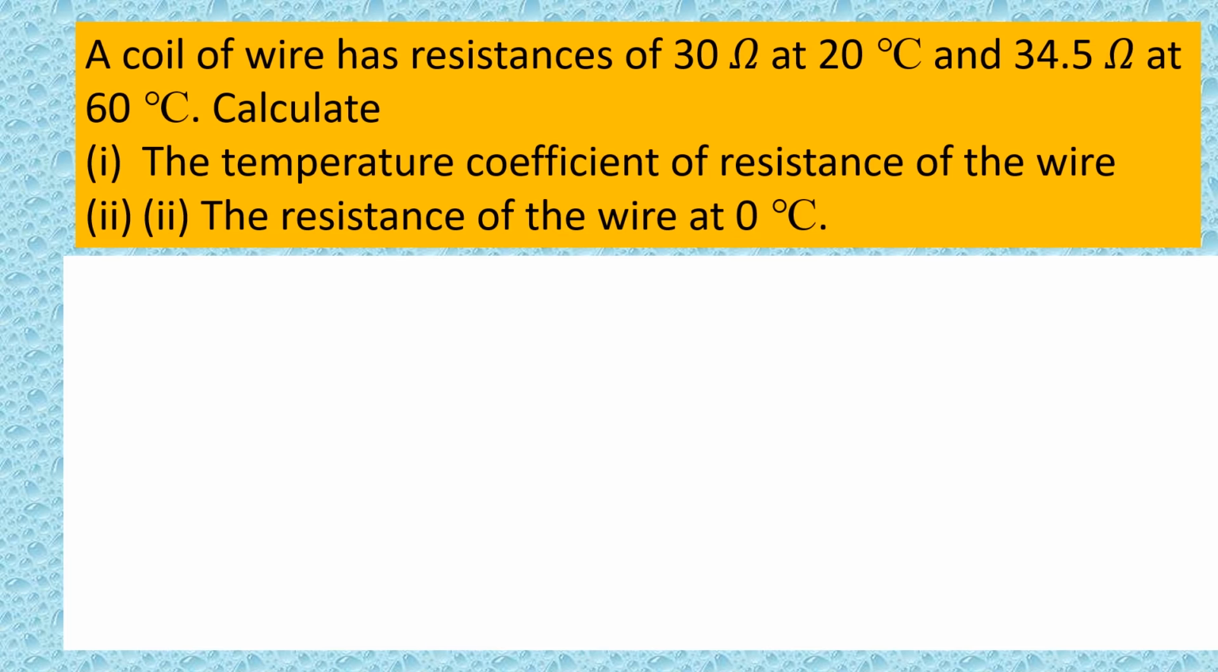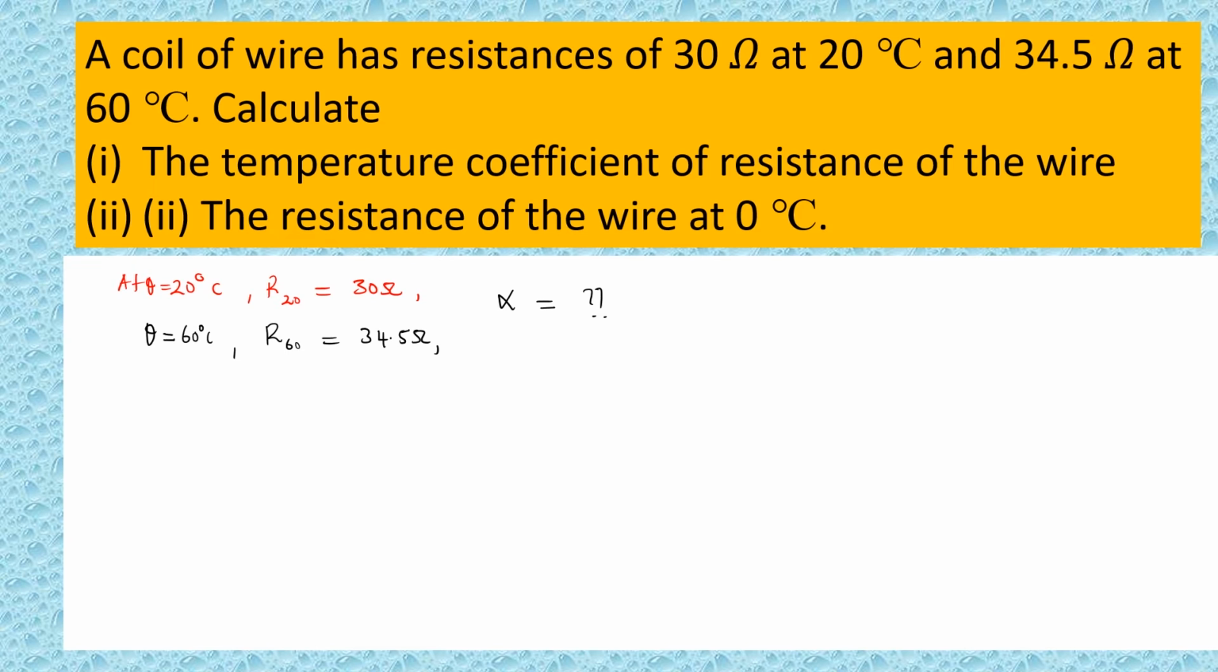In this problem, we have a coil of wire that has a resistance of 30 ohms at 20 degrees Celsius, and when the temperature is 60 degrees Celsius, the resistance of this wire is 34.5 ohms. We are required to calculate the temperature coefficient of resistance of that wire, and then the resistance of the wire at 0 degrees Celsius, which is R0.